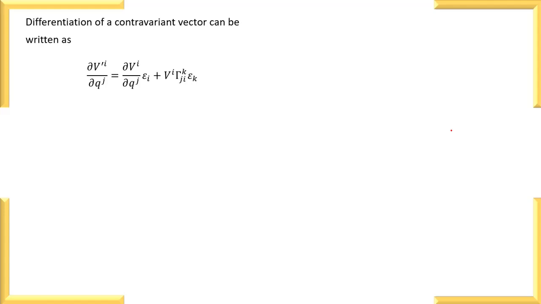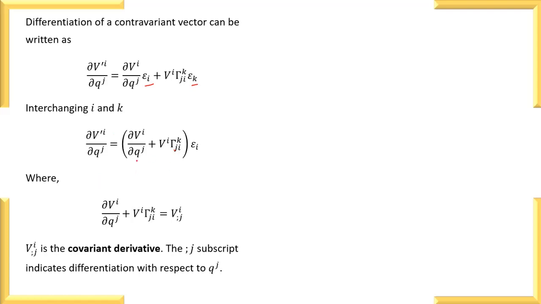We know that a contravariant vector can be written in terms of what we have derived just now. Taking the differential of a contravariant vector, we can write it as ∂/∂q^j of V^i e_i, which can be written once as a linear combination of e_i and once as a linear combination of e_k. Now we can interchange the symbols i and k in the case of Christoffel symbols. So this term can be replaced, because they are obviously dummy indices, and dummy indices can be replaced, and the e_i can be taken outside. And here we have ∂V^i/∂q^j plus V^k times the Christoffel symbol Γ^i_jk.